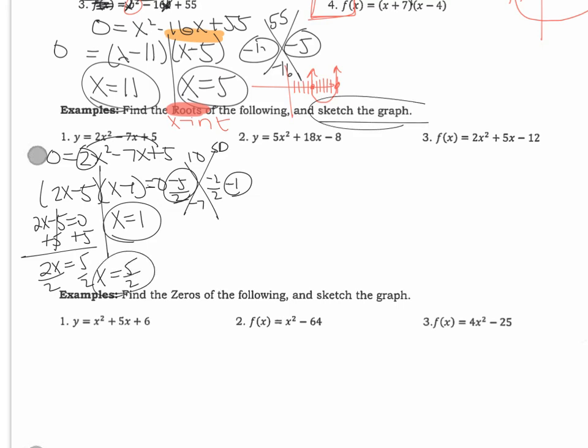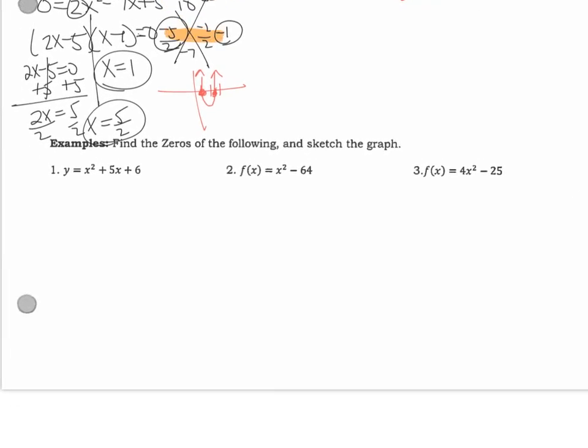So now it says sketch my graph. One x-intercept is at 1. The other one's at 5 over 2. If I type 5 over 2 in my calculator, I get 2.5. So 2.5 is right there. And I'm going to just make a teeny tiny parabola. The next 2 problems are expectations of homework. Last section.